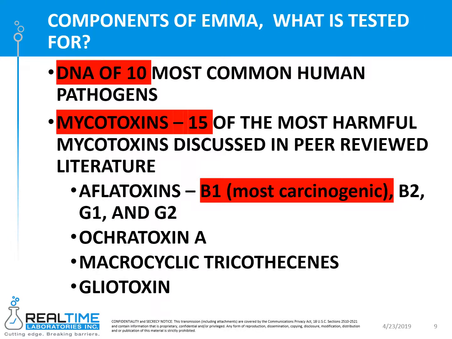So what are the components of EMMA and what do we test for? There's DNA of the 10 most common human pathogens, which we talked about. There are 15 mycotoxins, the most harmful mycotoxins discussed in peer-reviewed literature. We've talked about aflatoxins. B1 is the most carcinogenic, but there are other ones, B2, G1, and G2. Ochratoxin A, macrocyclic trichothecenes, which are actually a group D trichothecene, are the most difficult ones to get rid of, and they are very, very pathogenic and disease causing. And gliotoxin.